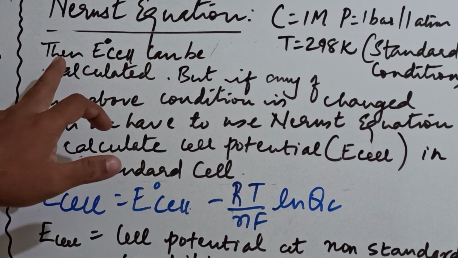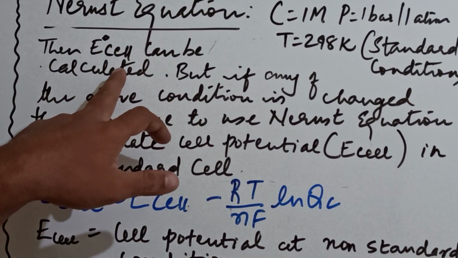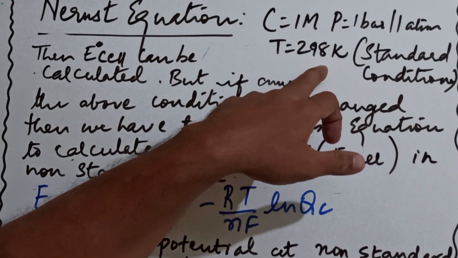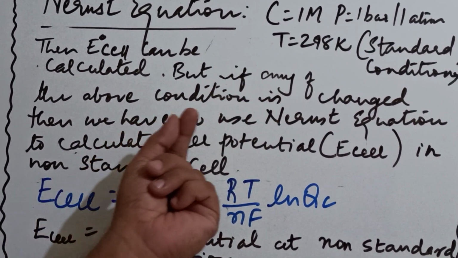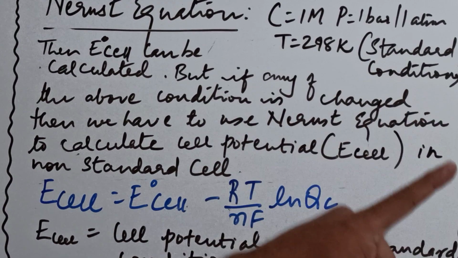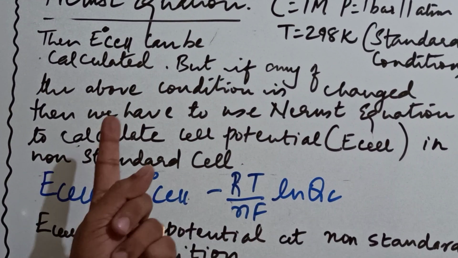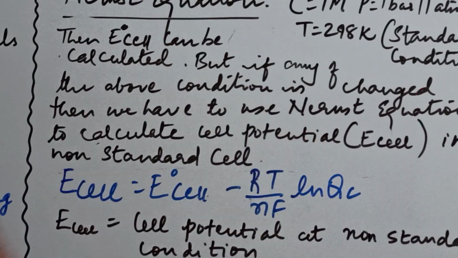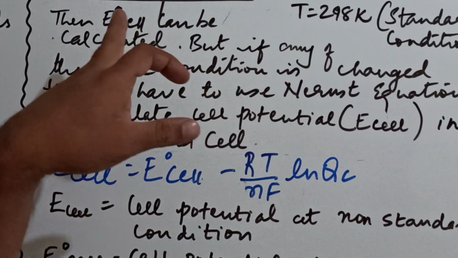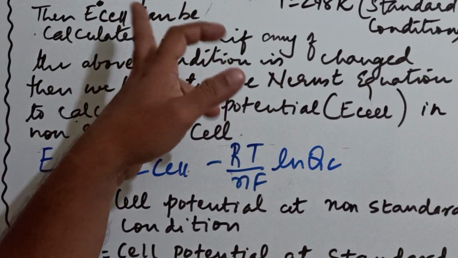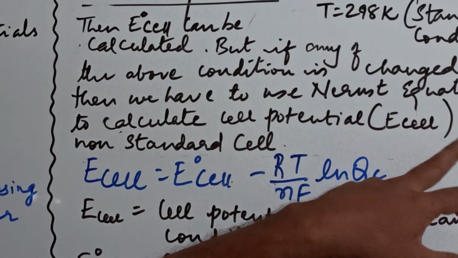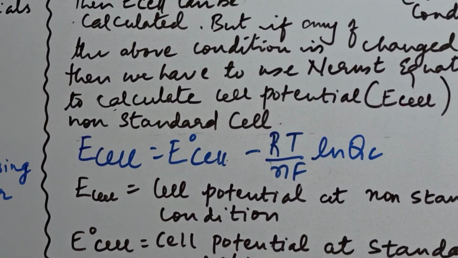Now here, E degree cell can be calculated under this condition. But if any of the above conditions is changed, then we have to use the Nernst equation to calculate the cell potential, that is E cell. It is not E naught cell, it is E cell. There is a difference between E naught cell and E cell in a non-standard cell.